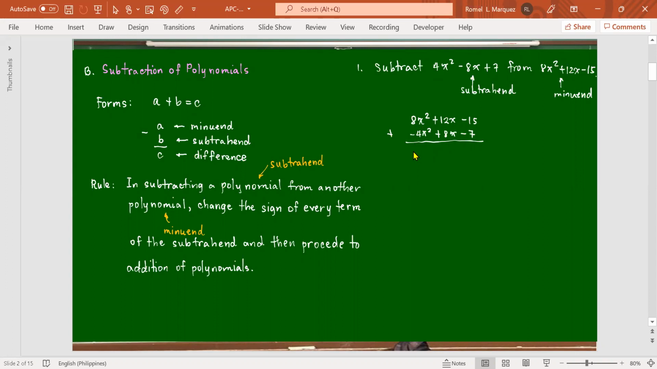8 plus negative 4 is 4, then copy the literal part. 12 plus 8, 20, copy x, then negative 22. Am I right, guys?